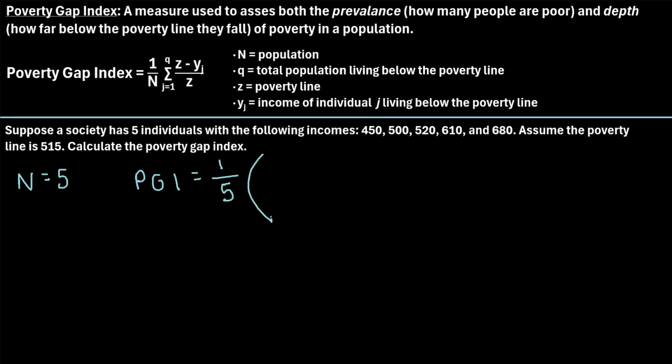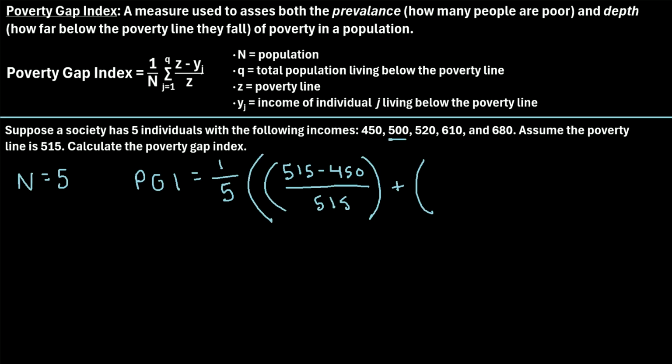So here's how we calculate it. For each individual, we're calculating this value. So let's start with this first individual right here. We have a z minus y sub j. So z is the poverty line. So let's say for this first individual, we have 515 minus y sub j, where y sub j is the income of individual j. So we'll say 515 minus 450. And then again, we're dividing that by z, the poverty line, which is 515. So that's the first individual, and then we do the same calculation for the second individual.